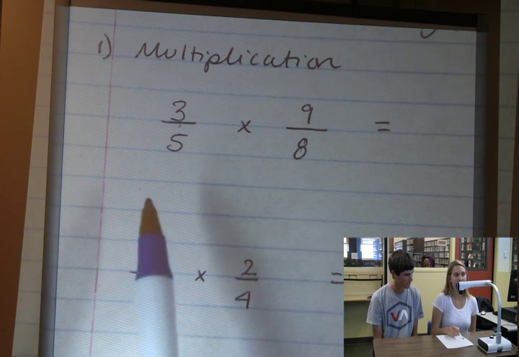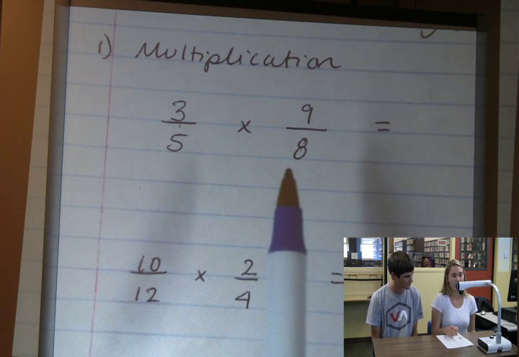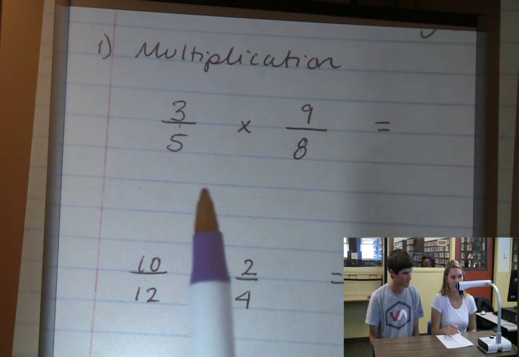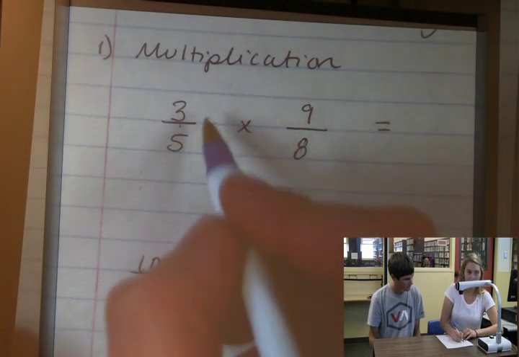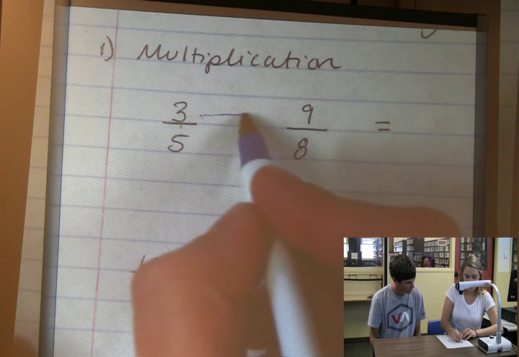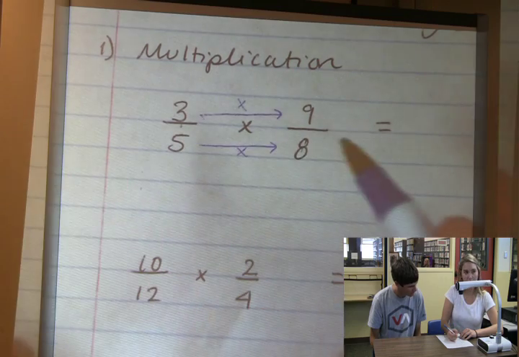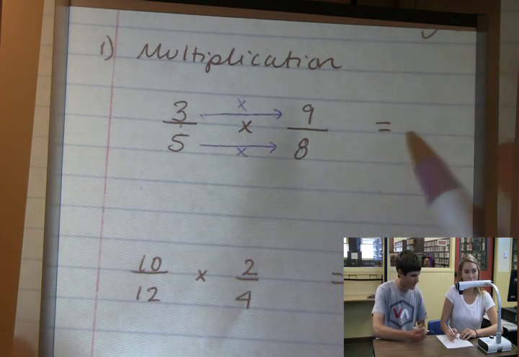Actually, for multiplication, you don't need to make a common denominator. You can just multiply the top, which is the numerator, and then the bottom, which is the denominator. So it would be like this: 3 times 9 and 5 times 8. Okay.